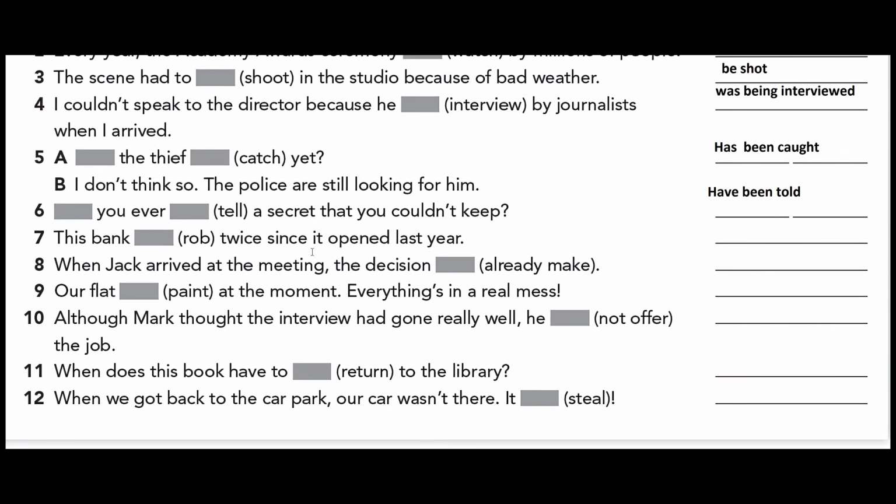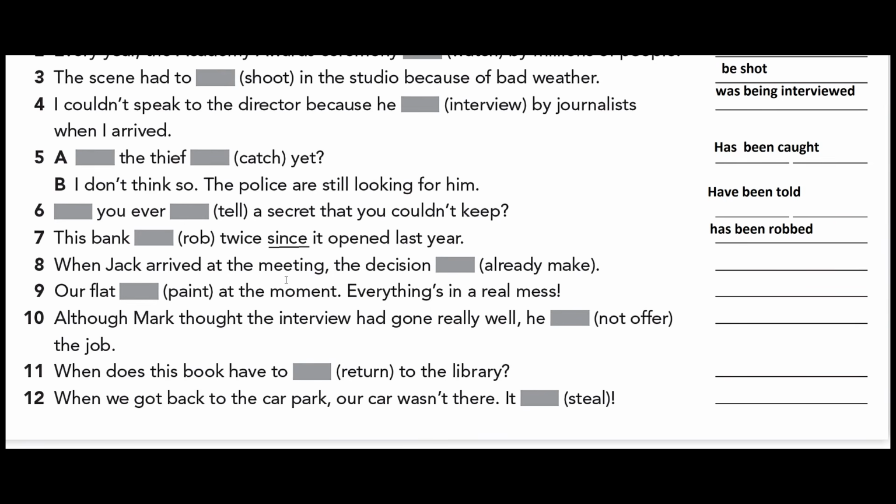This bank twice since it opened last year. Don't be confused here. It's not about the past, sorry. Because of since last year, it is the main word here that indicates that we need the present perfect. The bank has been robbed here. Has been robbed. It's completely okay to say since yesterday, since last year, and so on, but here it is since. We need the present perfect here.